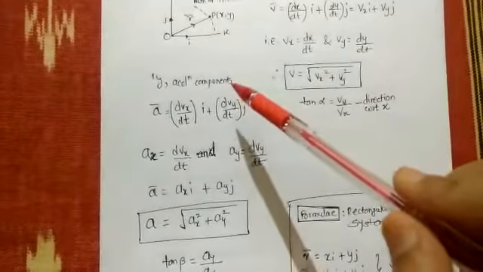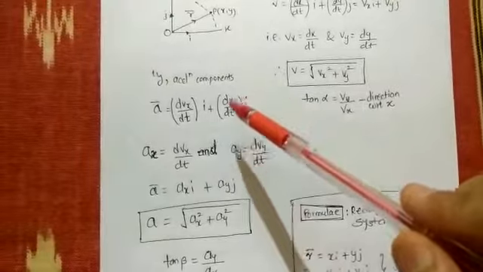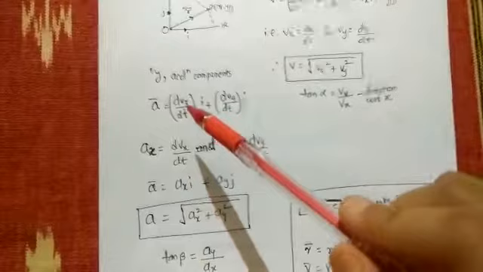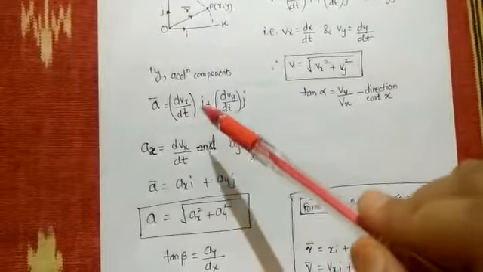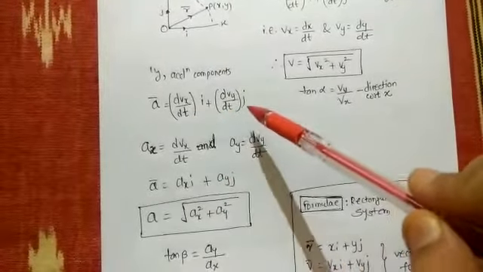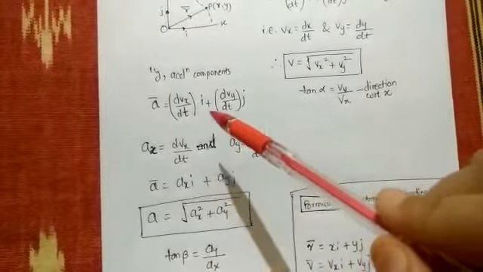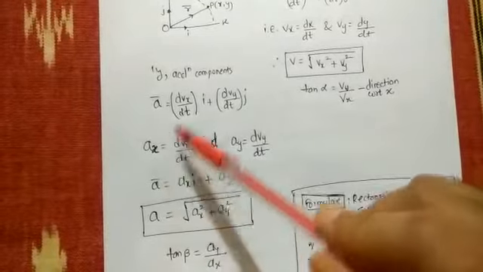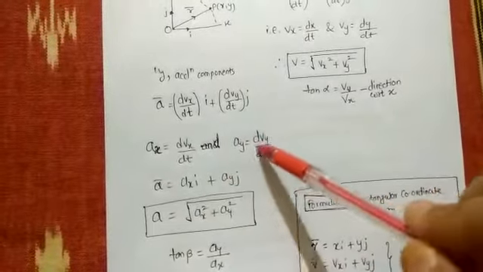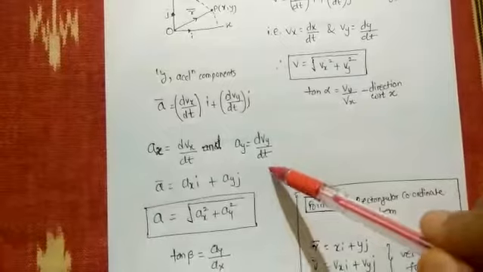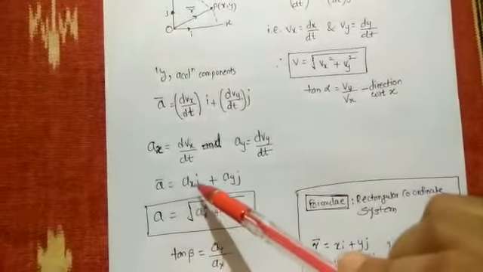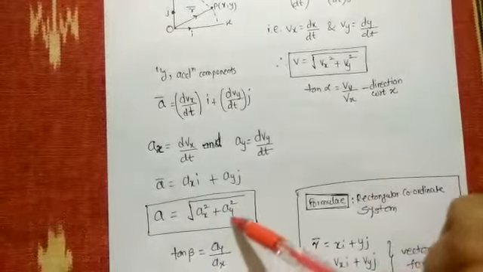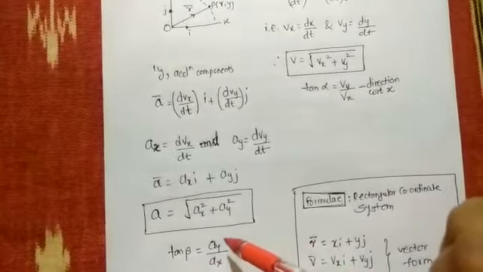Similarly, we will find out the acceleration components. So a bar, that means acceleration in vector form, is equal to dvx by dt into i plus dvy by dt into j. So here you can see ax is dvx by dt and ay is equal to dvy by dt. So a bar equal to ax i plus ay j. So a equal to under root of ax square plus ay square.